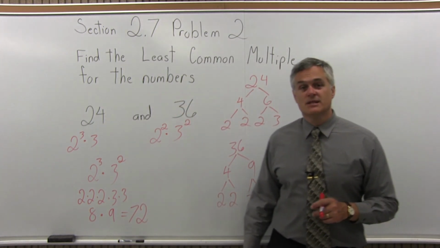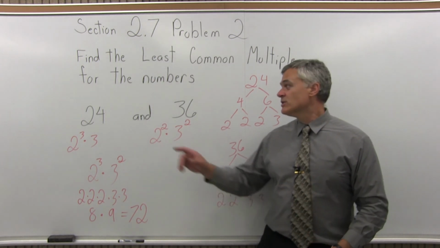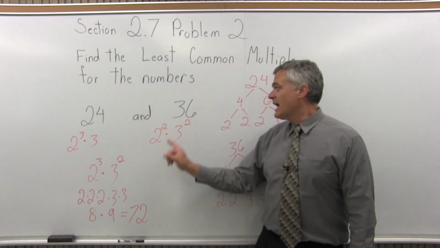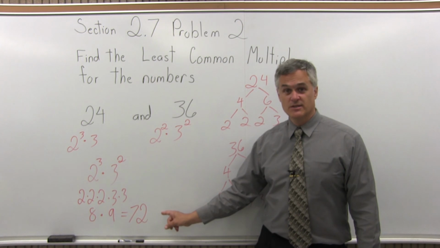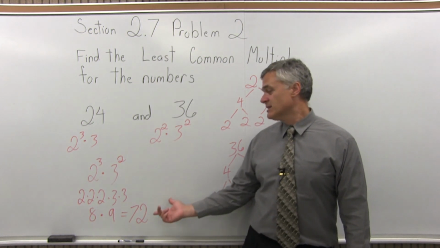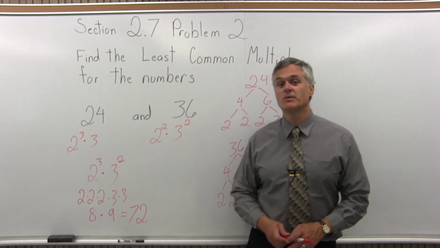And what that means is 72 is the smallest value that 24 divides into evenly, and 36 also divides into evenly. And what that means is it's the least common multiple. It would also be the lowest common denominator.